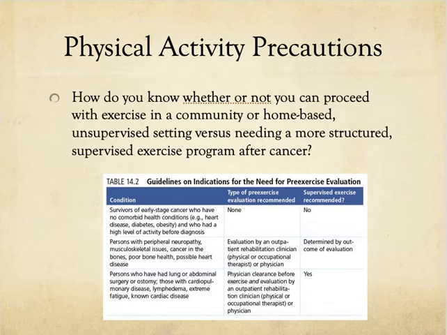Go ahead and refer to Table 14.2 for guidelines on indications for the need for a pre-exercise evaluation. For example, persons with peripheral neuropathy, remember that's nerve damage, musculoskeletal issues, cancer in the bones, poor bone health, and possible heart disease should be evaluated by an outpatient rehabilitation clinician or physician. The evaluator would then make a determination about whether or not supervised exercise sessions are recommended.